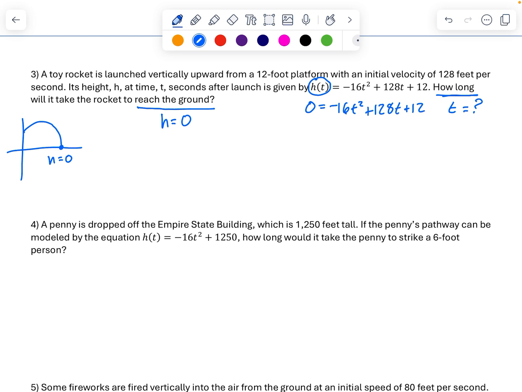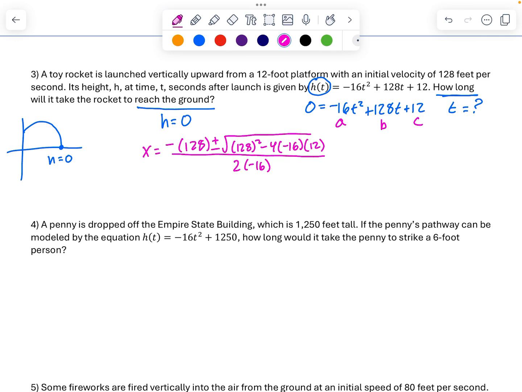I know those are t's and not x's, but in the past, when we've had an x squared, an x, and a number, we could try factoring, we could try graphing, we could try the quadratic formula. So that is how I would personally approach this one, is the quadratic formula. So this is my a, my b, and my c. So we've got x equals negative b, so negative 128, plus or minus the square root of b squared minus 4ac, all over 2a.